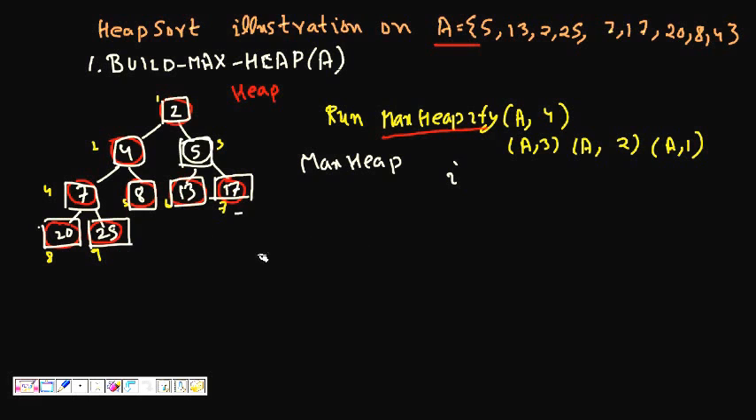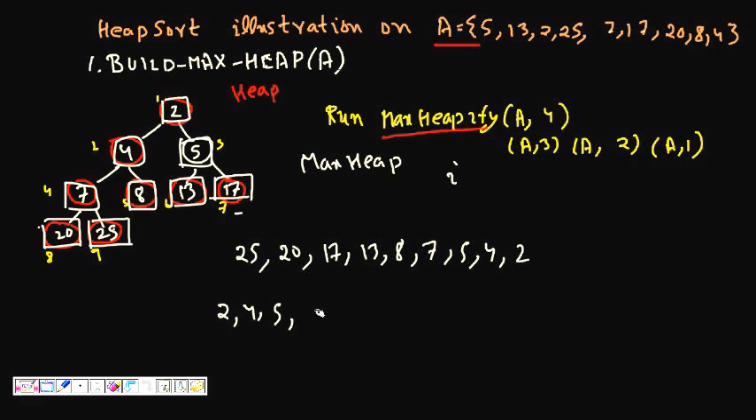So the highest one is 25. So if we traverse like this, first one that came out was 25, then 20, 17, 13, 8, 7, 5, 4, 2. Or this array, if you see, this is sorted now: 2, 4, 5, 7, 8, 13, 17, 20, 25. So it is sorted beautifully. So you can see, this is build max heap, so it is a heap sort.